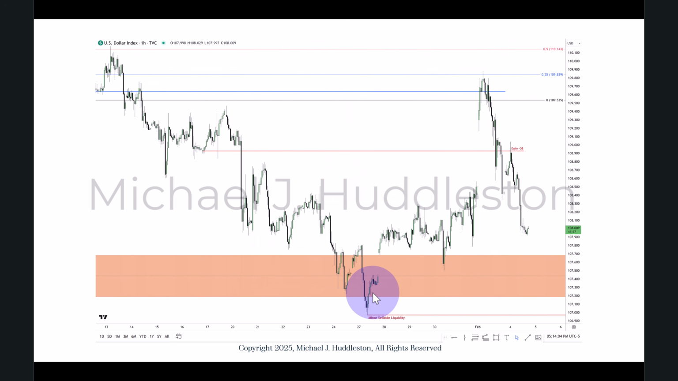Hourly chart for the dollar index. You can see we trade up into the consequent encroachment of that wick on the weekly chart, and then the lower quadrant of that wick, which is the 25 level. And then we displace lower, an institutional order flow entry drill here.